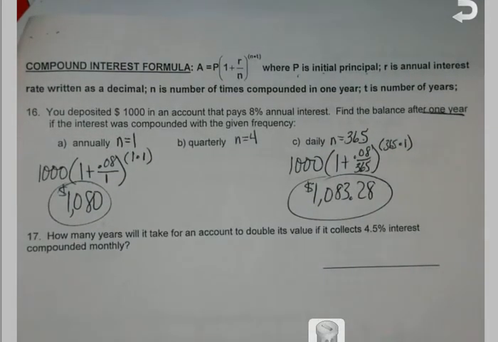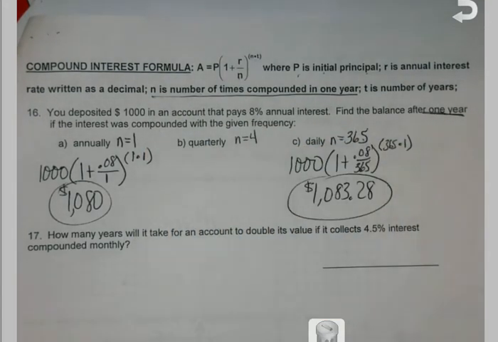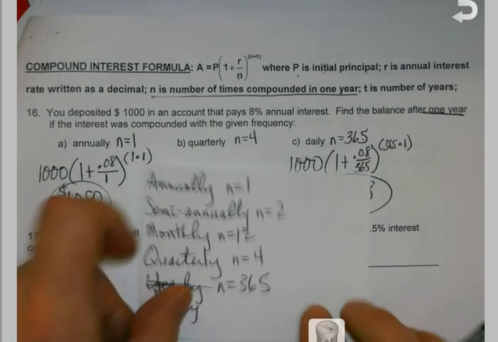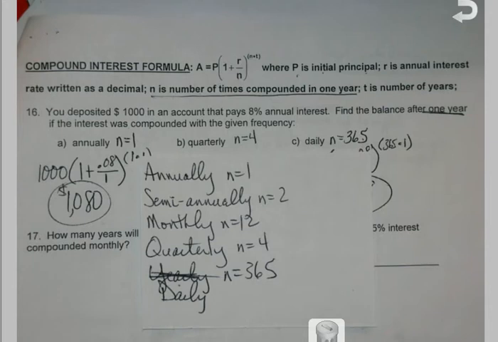Some of you have been having issues with n, okay? This whole number of times compounded in 1 year. We talked about some of them when we did the notes, but I also, again, wanted to go back over how many times does it happen in a year. It doesn't mean that if my t-value becomes more years, I multiply it.